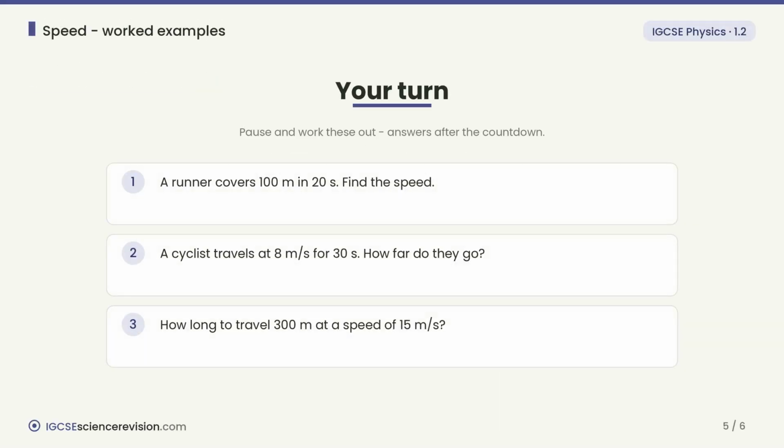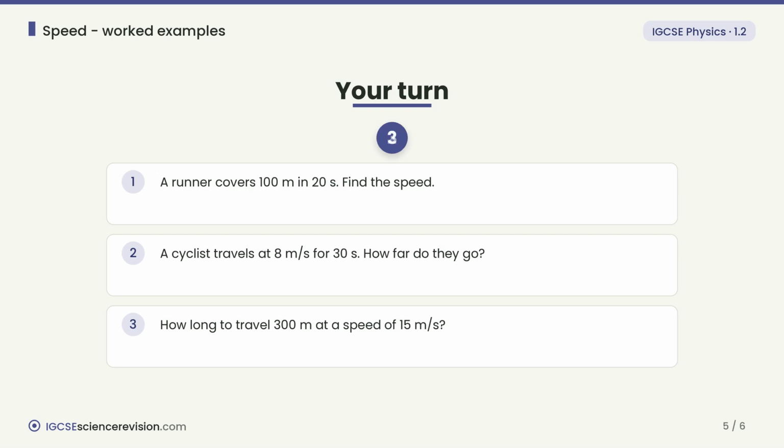Now it's your turn. Try these practice questions. Question 1. A runner covers 100 meters in 20 s. Find the speed. Question 2. A cyclist travels at 8 m/s for 30 s. How far do they go? Question 3. How long to travel 300 m at a speed of 15 m/s? Pause the video, work them out on paper, then play on to check your answers.